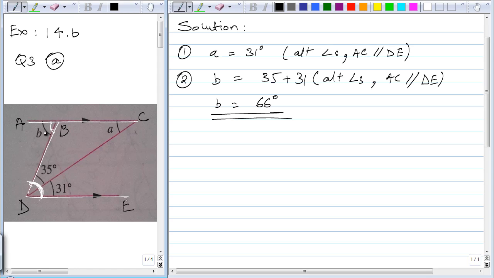When you are applying the property, it is for the whole angle. So B should be equal to this complete angle, and the complete angle would be 35 plus 31, like I have done, and your answer would be B is equal to 66 degrees. That's it. Thank you for watching.